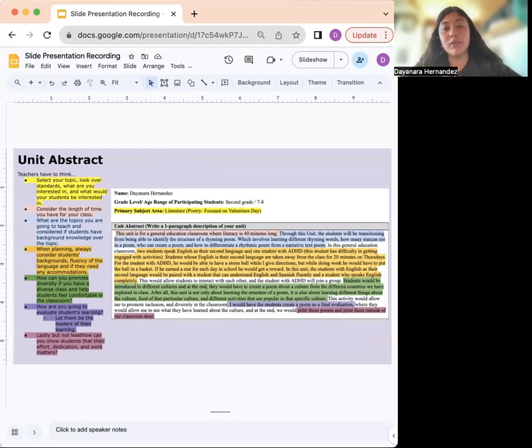When planning, always consider students' backgrounds and fluency of the language and if they need any further recommendations. For my lesson, I always plan on thinking about my two students who speak English as their second language and my student with ADHD who has troubles focusing and getting engaged with activities.